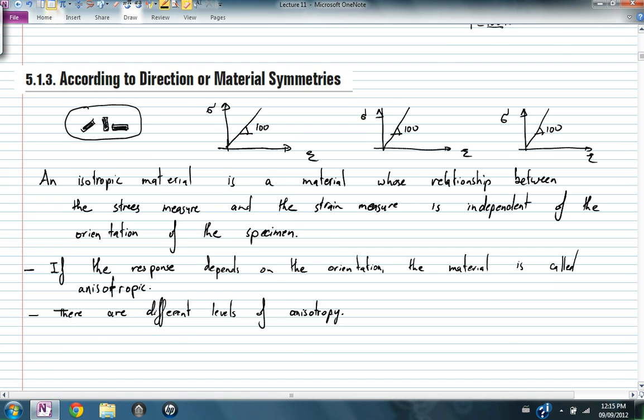Now there are different levels of anisotropy. The first one is called general anisotropy. That's when I cannot identify any symmetry. I cannot find any directions that look like each other, or the material behaves in a very random way. You're pulling in one direction and you get shear in a different direction. So we call this a general anisotropic material, and we say that this response is not symmetric.